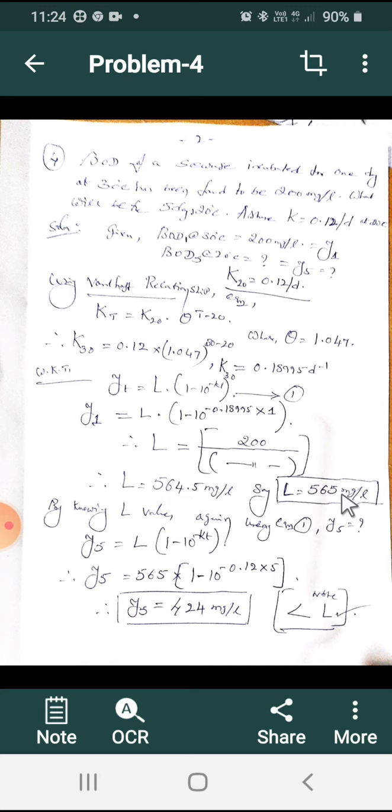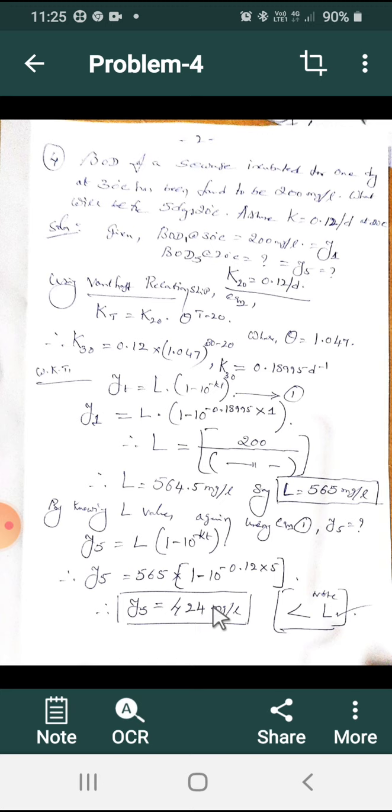Before rounding off that value, the fraction should not be considered; you have to go for the next higher value. Using the L value, again use the same equation number 1. The Yt only we want to determine. Yt means Y5, that is BOD 5, so that L we can use here and substitute all the values. We'll get Y5 is equal to 424 milligrams per liter.